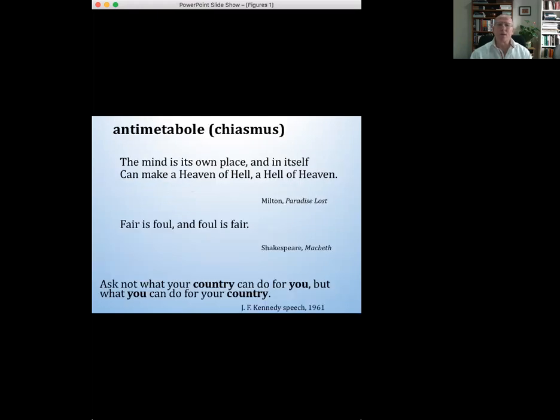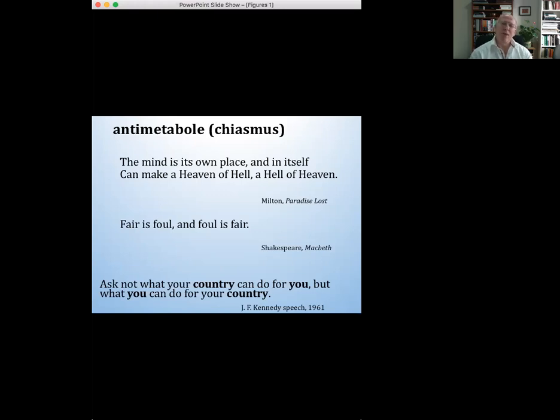Consider the following expressions. The mind is its own place, and in itself can make a heaven of hell, a hell of heaven. Now this one, right, it really is unusual because you have an A-B-B-A sequence, right? Heaven, hell, hell, heaven. An unusual type of repetition of words in a claim, in a sentence or utterance.